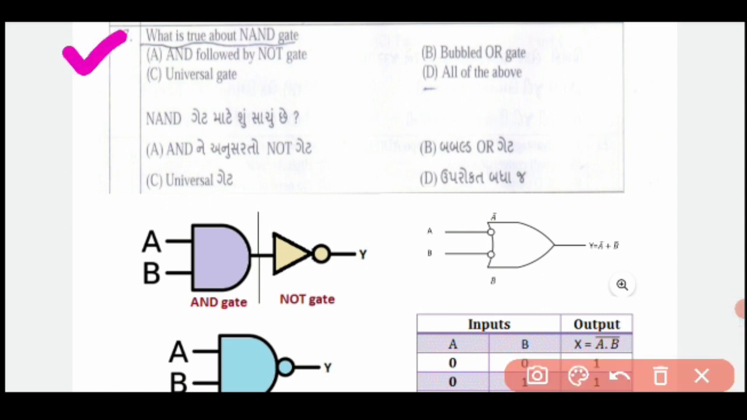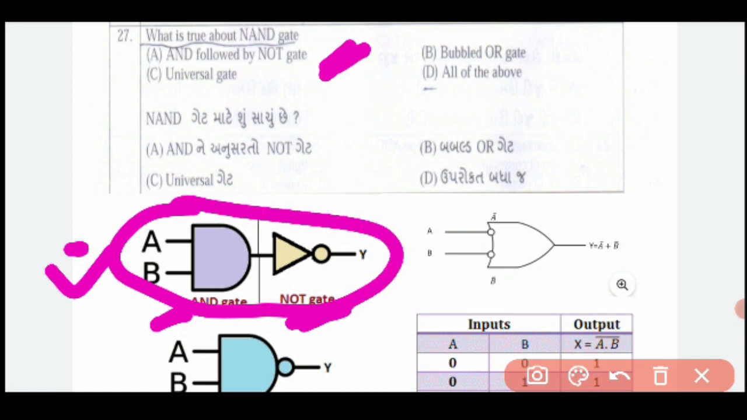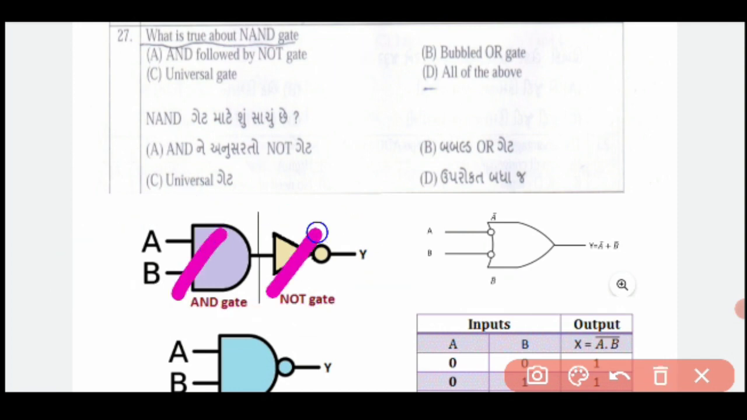Now question number 27. What is true about a NAND gate? Option A, AND followed by NOT gate, option B, bubbled OR gate, option C, universal gate, and option D, all of the above. Then the answer is all of the above is correct. Here option A, AND followed by NOT gate. This is the figure of an AND gate followed by a NOT gate. This is also called a NAND gate. AND plus NOT is equal to NAND.